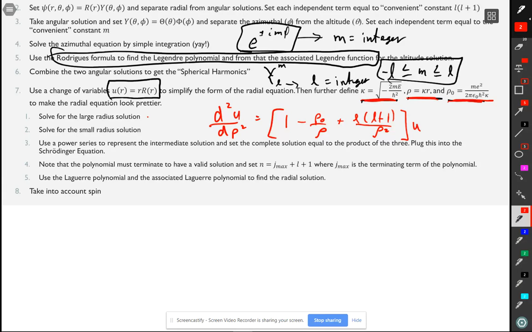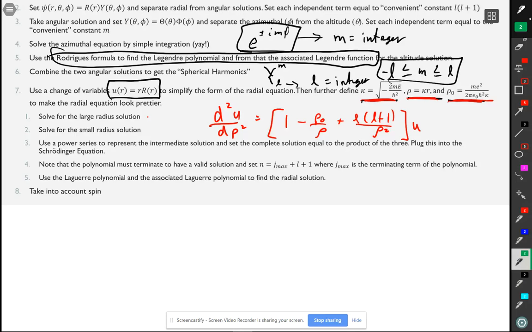And so now when I say small radius, that means small rho because they're linearly dependent on each other. For large radius, we set those two equal to 0. And then for small radius, we set these equal to 0, because 1 over rho squared is going to be much bigger than 1 over rho, or 1, if rho is a very small number. And so we found the large and small radius solutions, and then we had to find the intermediate solution.